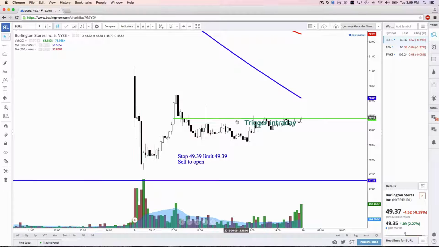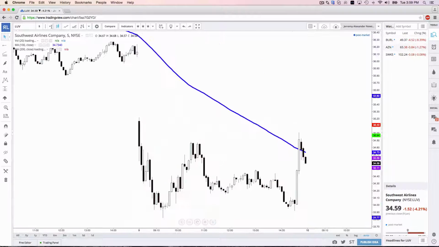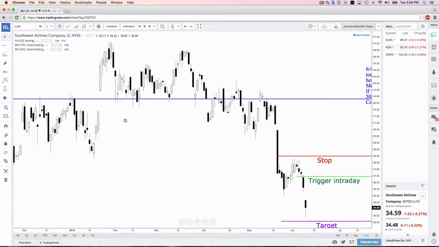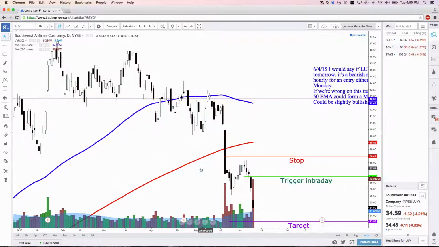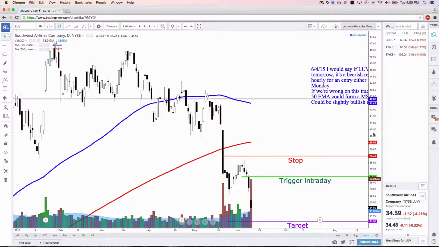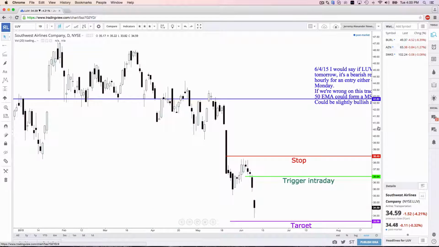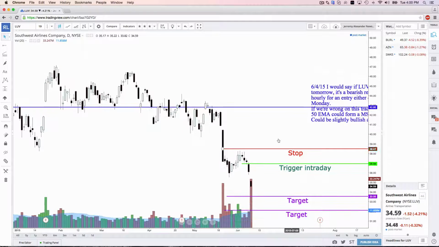So there's an example in Burlington Stores. Let's look at just one more really quickly. And this is a trade that I'm actually in personally. This is Southwest Airlines, and I am in bearish as a swing trade. So here's the daily trade. Let's talk about this for just a moment. Without really using any moving averages, let's just make pure candlesticks. Very, very simple. Let's look at Southwest.